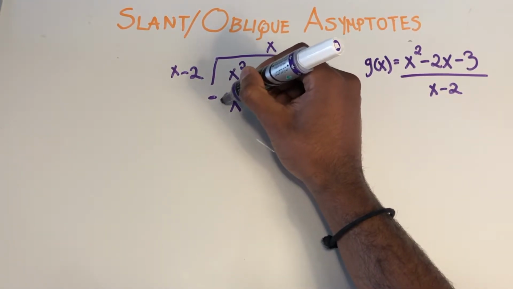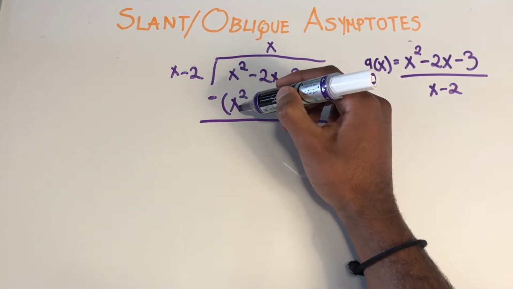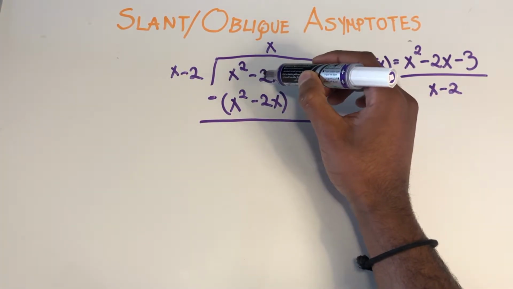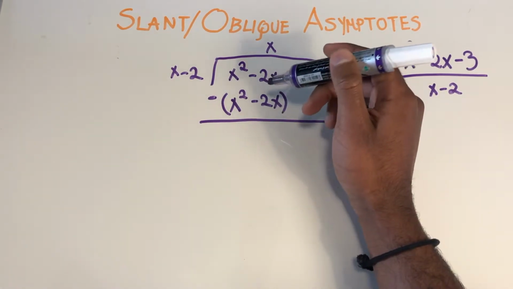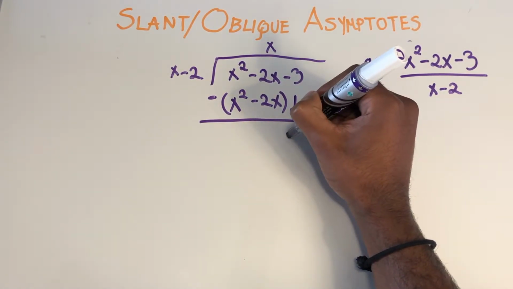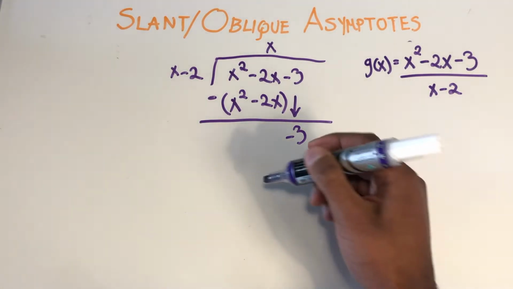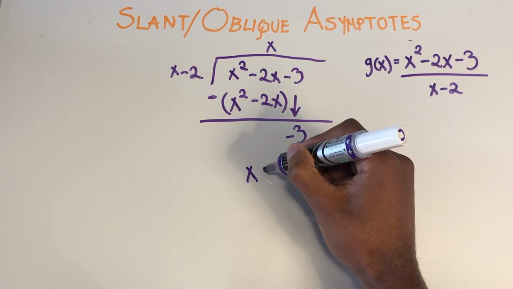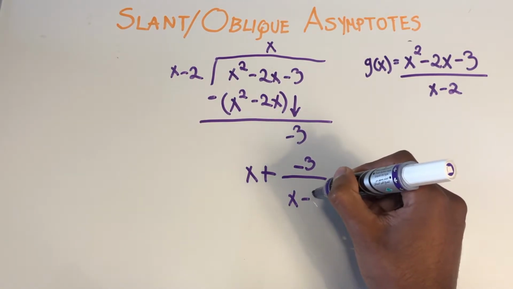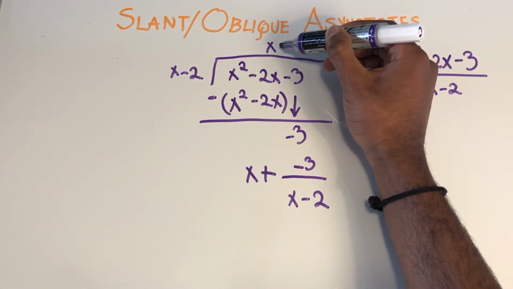Don't forget, we're going to subtract all these terms. X squared minus x squared is going to give us 0. Negative 2x minus 2x, which is negative 2x plus 2x, that's also going to give us 0. Then we're left with negative 3 here. Negative 3 here is going to end up being our remainder, actually. So this is going to end up as x plus negative 3 over x minus 2. Our x here is our slant asymptote.